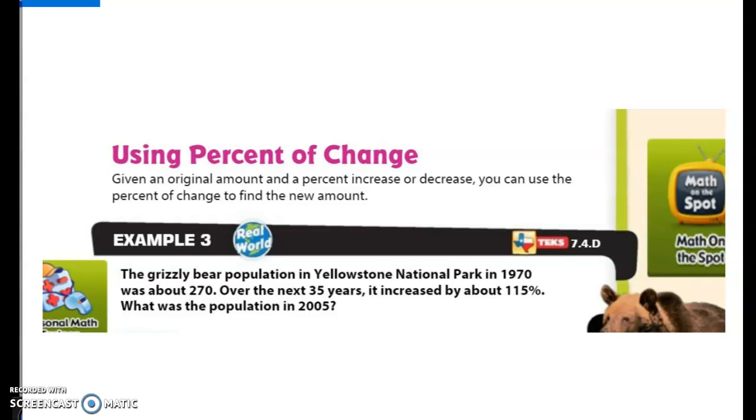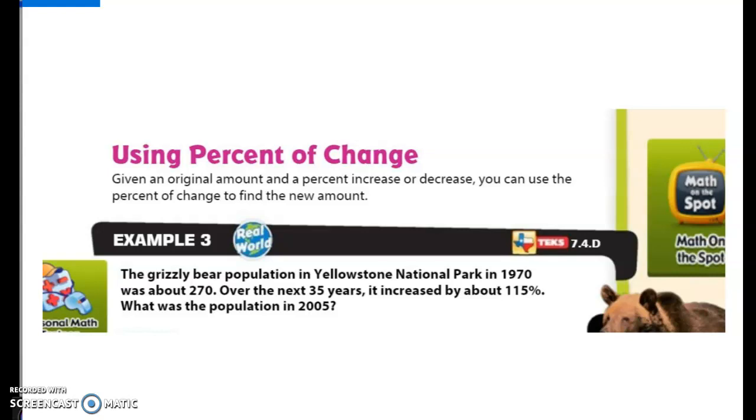Using percent of change, in some cases I'm going to be given the values from one to the next, or I might be given a percentage and I sort of have to work a little bit backwards, if that makes sense. Okay, so in this particular example, it says that the grizzly bear population in Yellowstone National Park in 1970 was about 270. Now, over the next 35 years, it increased by about 115%. What was the population in 2005?